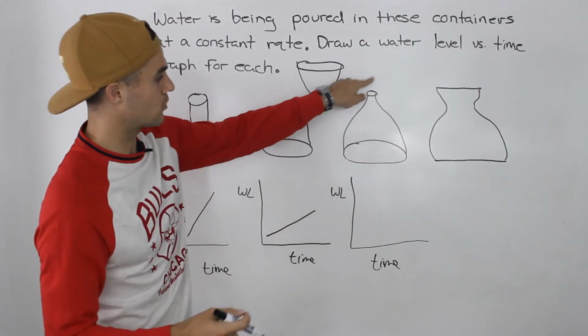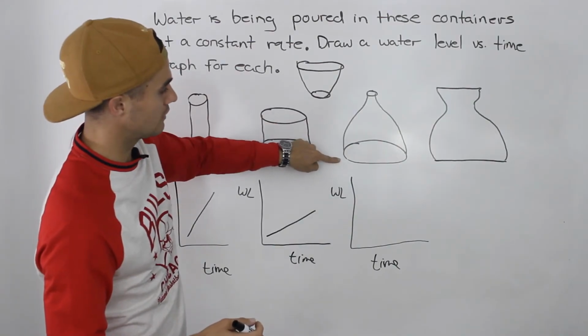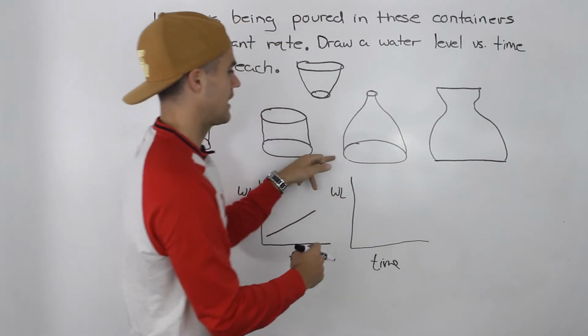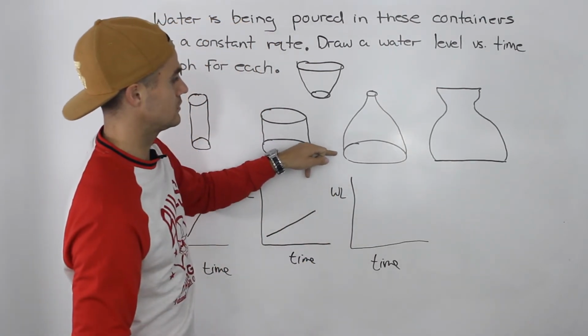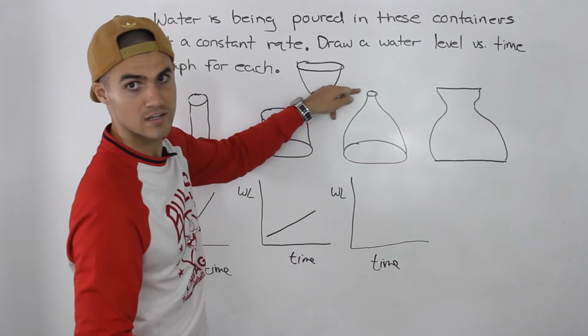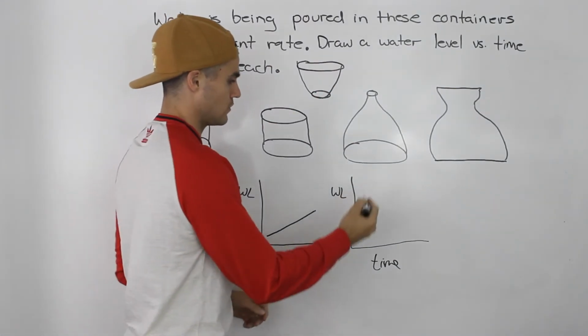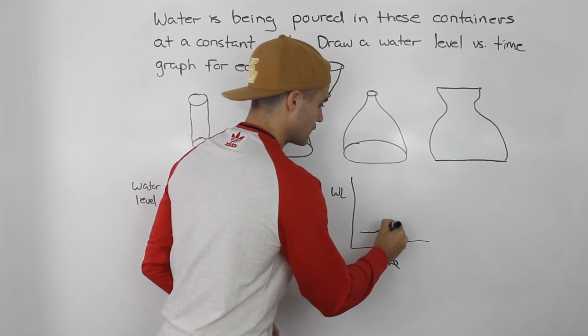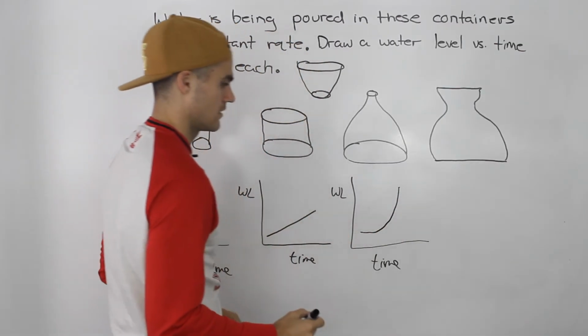That makes sense. When we're pouring water into this, the water level at first is rising slowly because it has a lot of container to fill at the bottom. So it's rising slowly, slowly, slowly, and then it starts rising faster and faster. So the water level is always rising, but it's rising slow at first, and then it gets quicker and quicker.